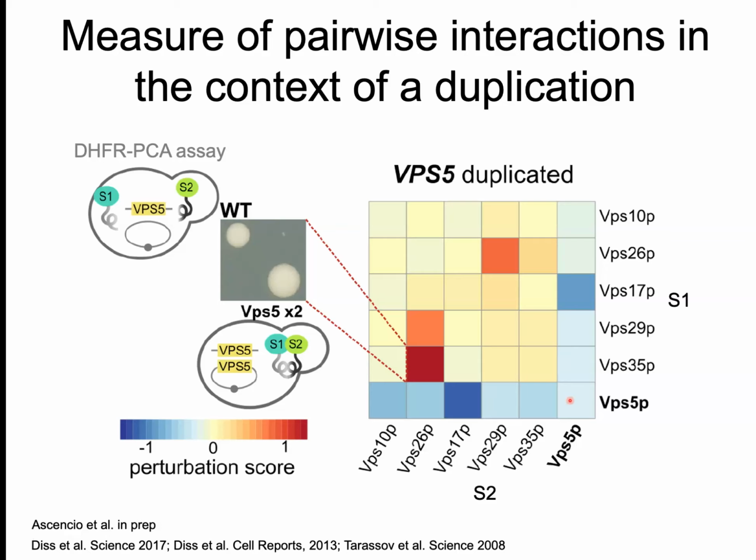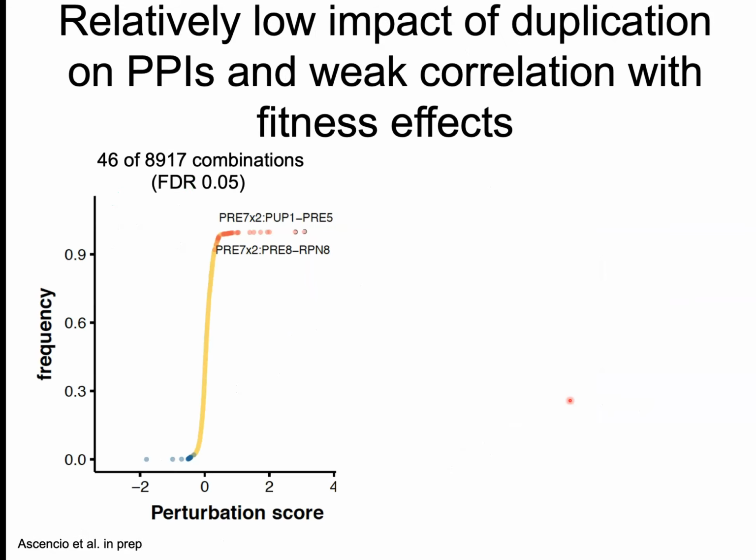So the experiments work, and now we looked at the proteasome and the RNA polymerase. What I'm showing here on the graph is the cumulative distribution of perturbation score. You can see it is centered around 0. And we can see some losses of interactions that are very weak changes, and some gains of interactions. But overall, there are very few protein-protein interactions that are affected. So if we look at all the combinations that we tested of duplications and protein interactions, there are only 46 out of the almost 9,000 combinations that show significant differences. And those interactions that are affected usually occur in a background of a protein that is part of the proteasome that is called PRACE7.